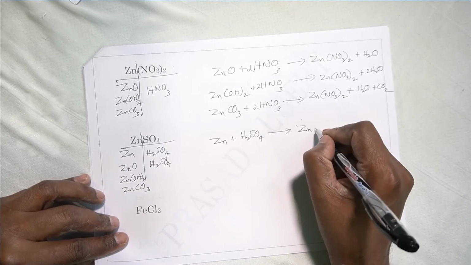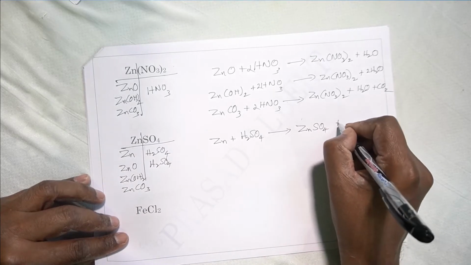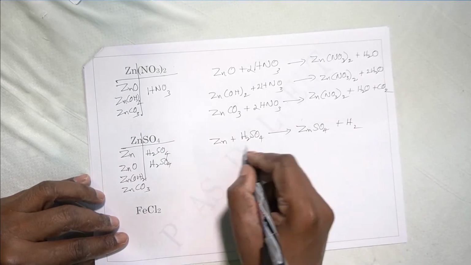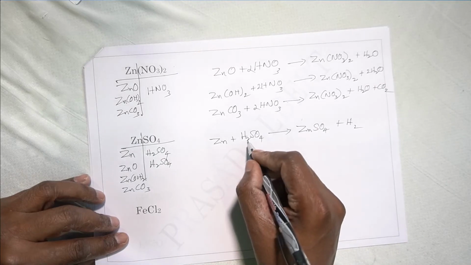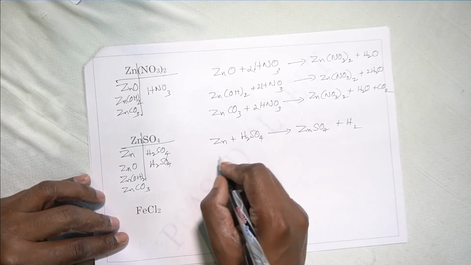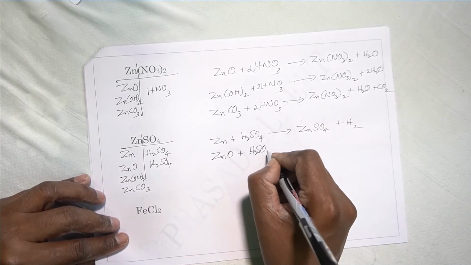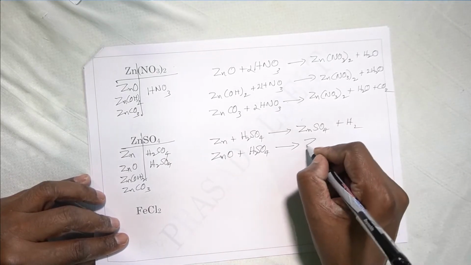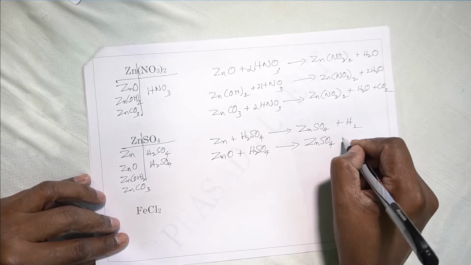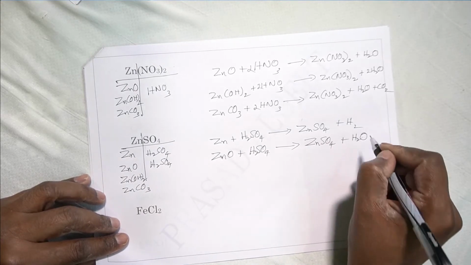Zinc sulfate plus H2. Sulfuric acid is dibasic, 2 hydrogens and 2 plus ions of zinc. Okay, zinc oxide plus H2SO4 will give you zinc sulfate plus H2O.